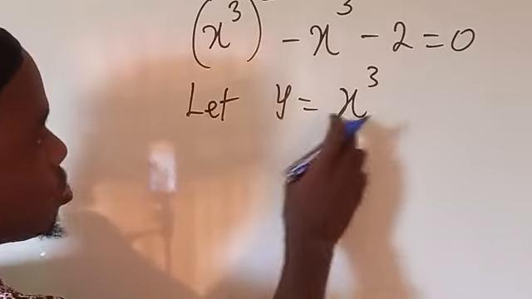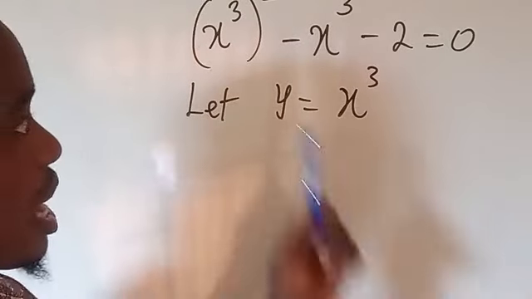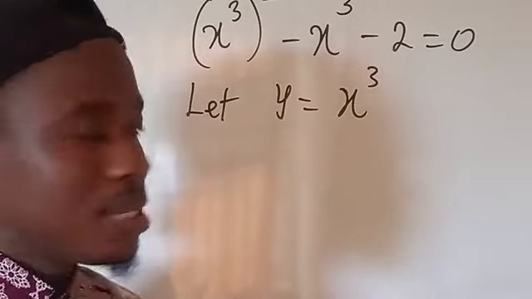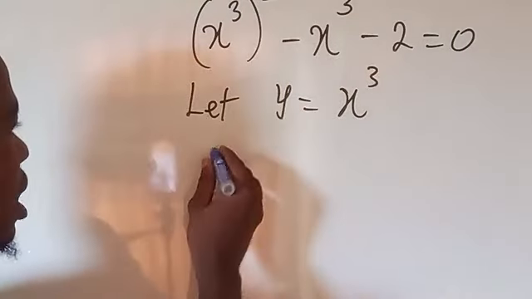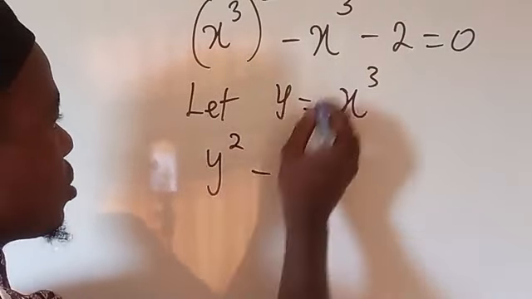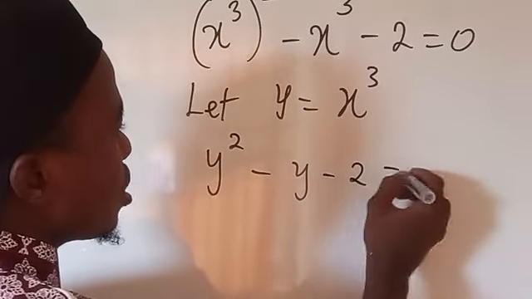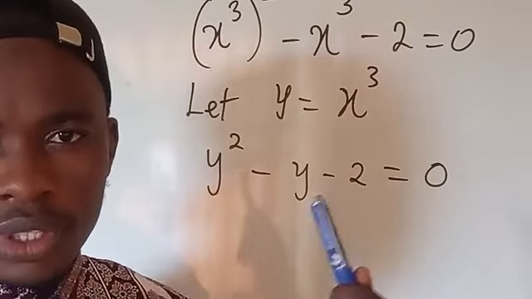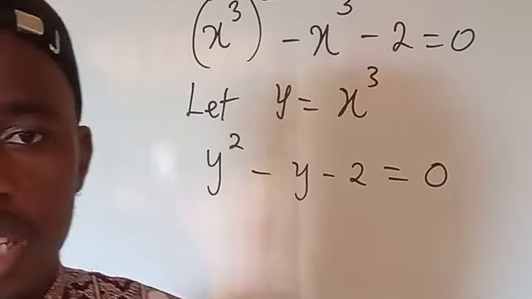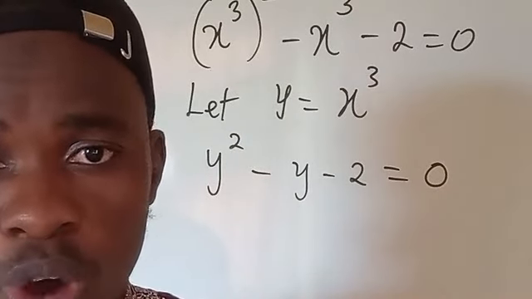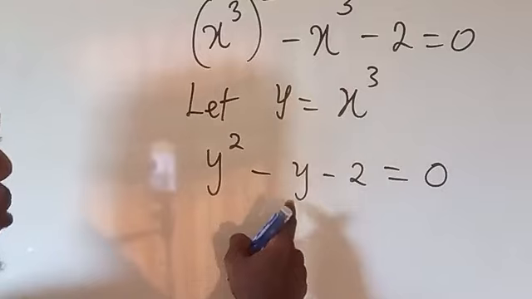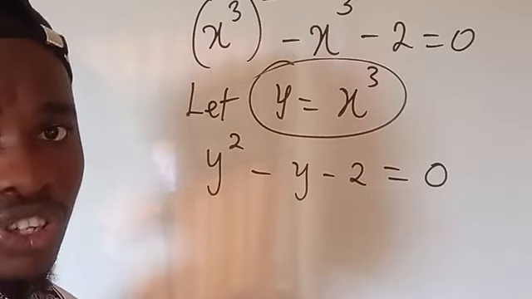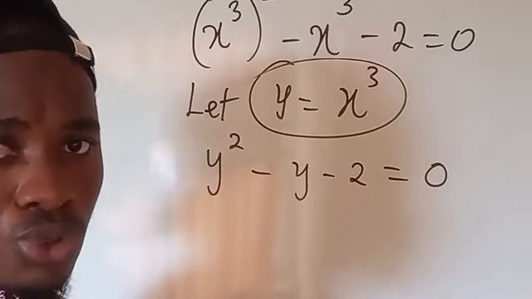If y is x to the power of 3, it means anywhere I see x to the power of 3, I'm going to replace it by y. So I'm going to have y to the power of 2 minus y minus 2 equals 0. This leads us to a quadratic equation in terms of y, the variable y. You need to keep this because we're going to use it. It's just an introduction to what we are doing.